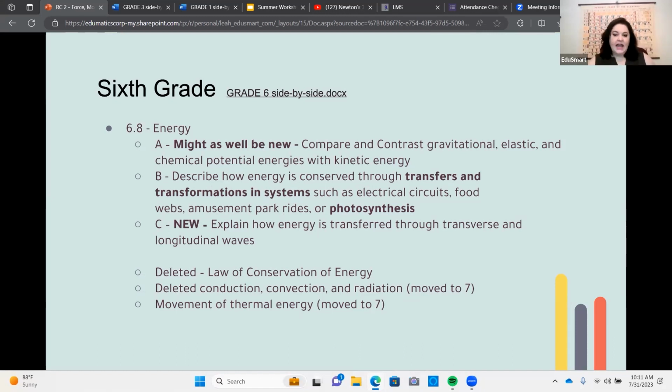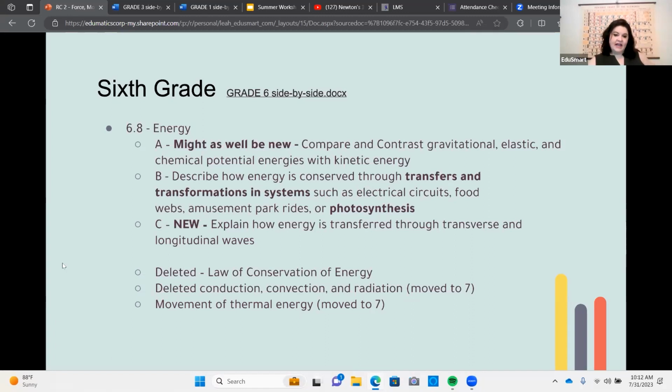And then, because that wasn't enough, explain how energy is transferred through transverse and longitudinal waves. So waves is new. This is setting up the foundation for the electromagnetic spectrum and how energy transfers through waves in the electromagnetic spectrum. So we just need to know transverse and longitudinal waves. We'll show you an example of that here in a minute.